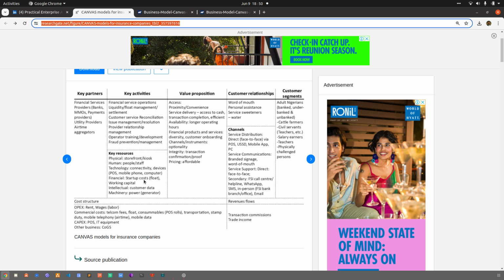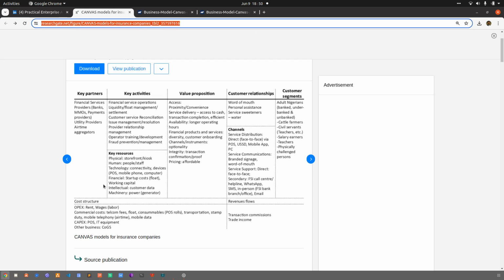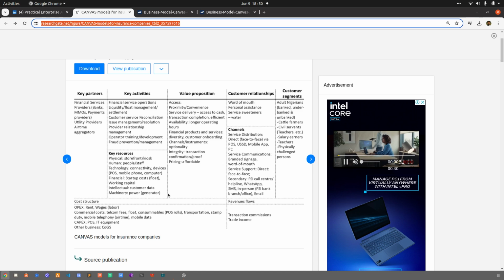So they also have working capital as a key resource, which means that they are probably cash strapped, because people usually do not put working capital as a key resource. And then they have got some intellectual resources, like customer data. Again, it's odd that they have not put in their own processes and products as their key resource, which a lot of insurance companies do. So probably they are a plain vanilla insurance provider, and there's nothing great about the product.